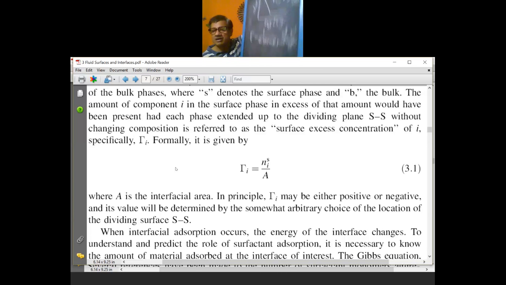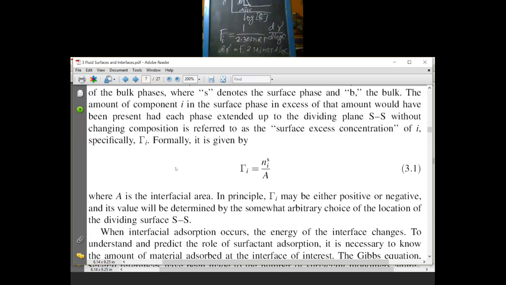Or I can rewrite the expression. d gamma means surface tension. The more surfactant concentration I increase, which I can also write as C, the more the surface tension decreases. So this is d gamma, and this term is d log C. So d gamma equals, capital gamma I, the surface excess, times 2.303 nRT d log C. Is it clear?